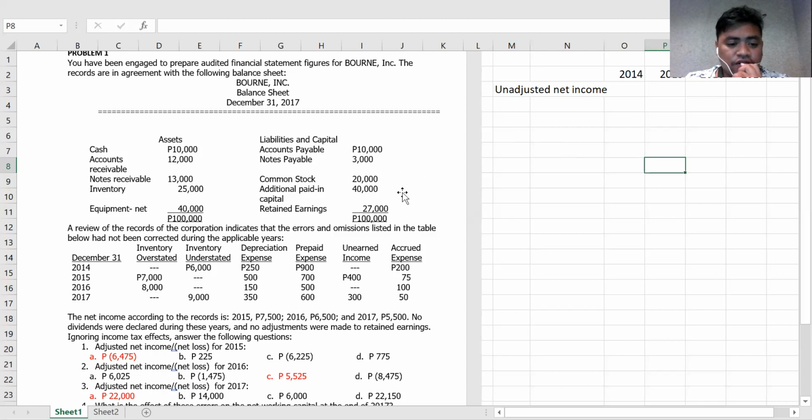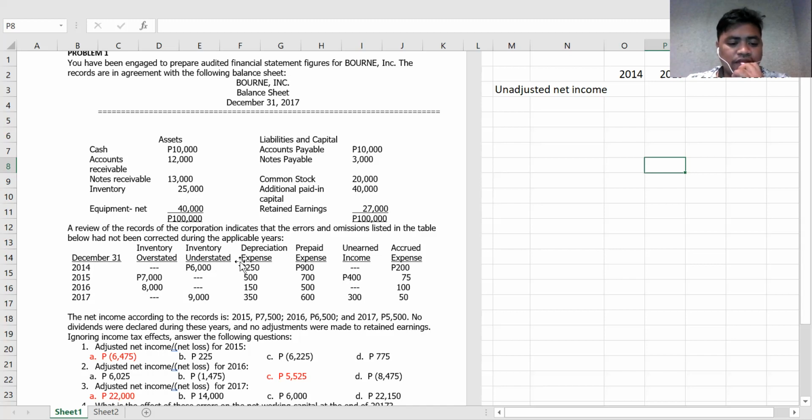A review of the records of the corporation indicates that the errors and omissions listed in the table below had not been corrected during the applicable year. So we have here the year and its errors and omissions. Here we have to analyze and adjust the records.